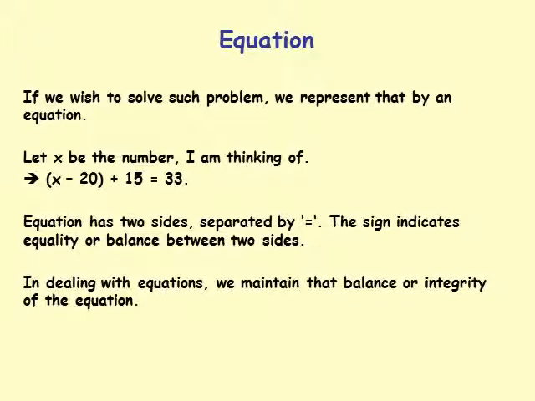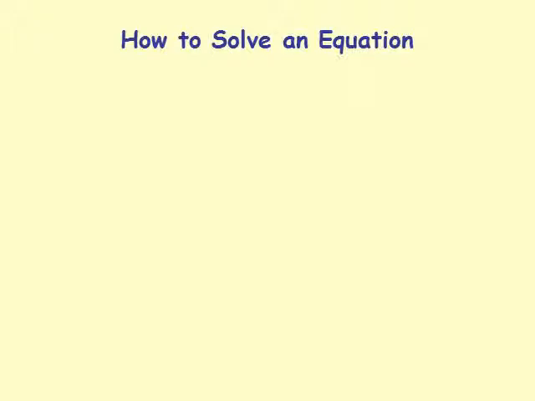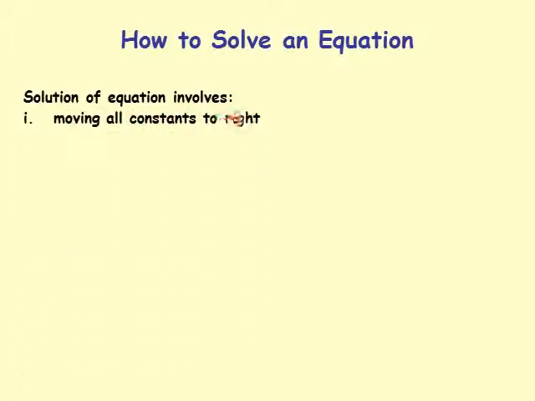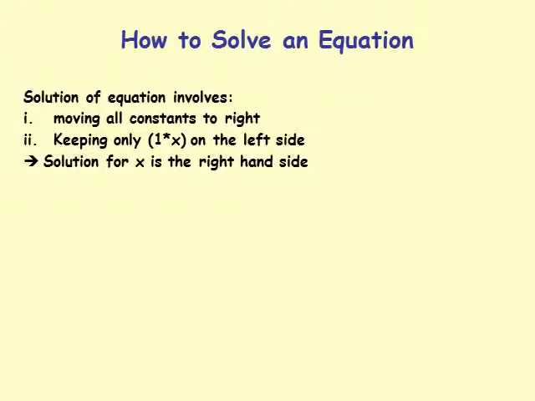Let's continue. Okay, in dealing with the equation, we maintain that balance or integrity of the equation. So when we're solving equations, the solution of such an equation involves moving all constants to the right, keeping only 1 times x on the left. So anything on the right is the answer to x equals, okay? Because 1 times x is the same thing as x. Let's continue. The solution for x is the right hand side, okay?